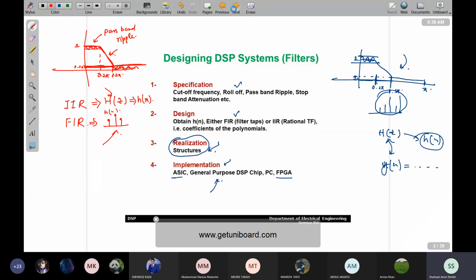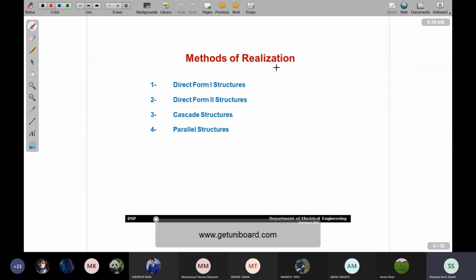Okay, so let's move forward. These are the methods of realization: direct form 1 structures, direct form 2 structures, cascade structures and parallel structures. In this chapter we will see why we use direct form 1, 2, cascade and parallel, what the advantages of cascade and parallel are over direct form 1 and direct form 2, and the reasons for moving towards these structures. We will be seeing all these things and of course we will be doing a lot of examples as well.